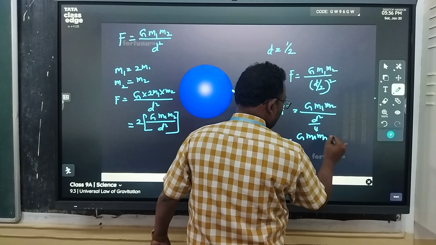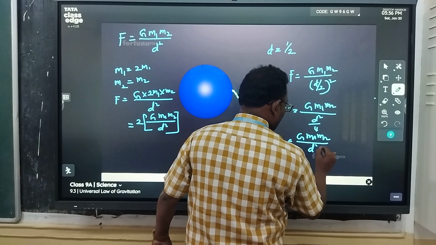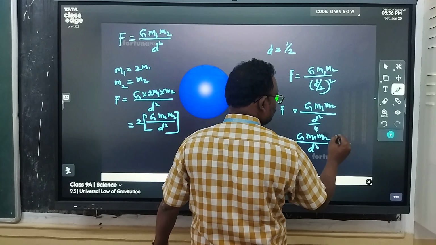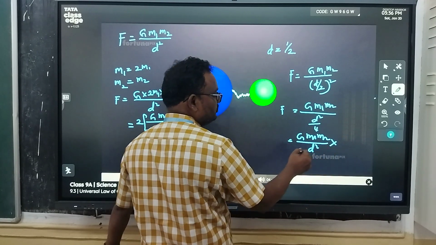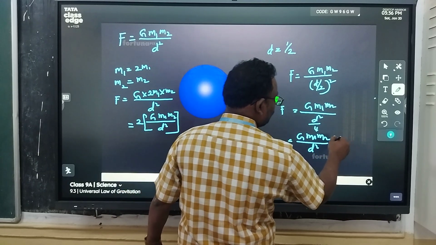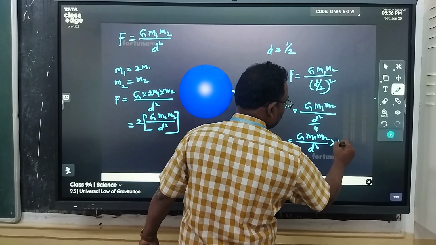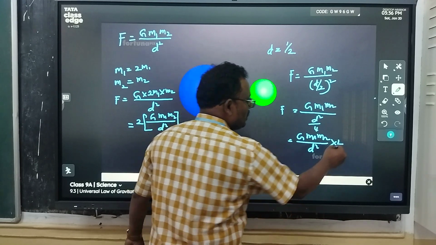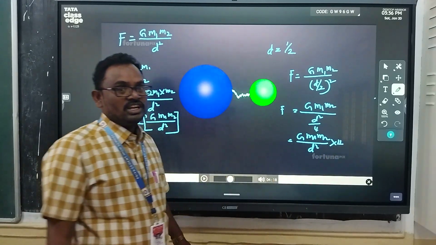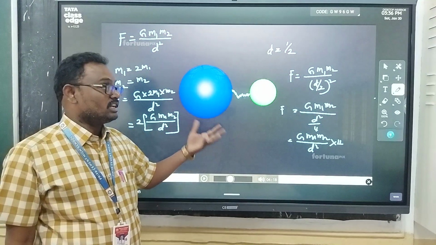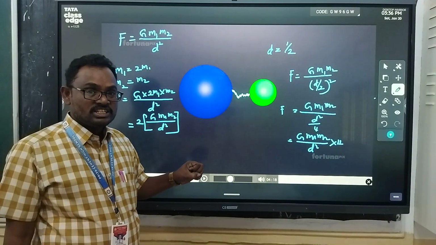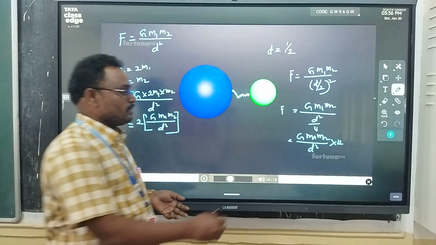G m1 m2 by d square into d square by 4. Means a half distance. When the distance becomes half, the force becomes 4 times increased. Means the distance is decreasing, force is increasing.